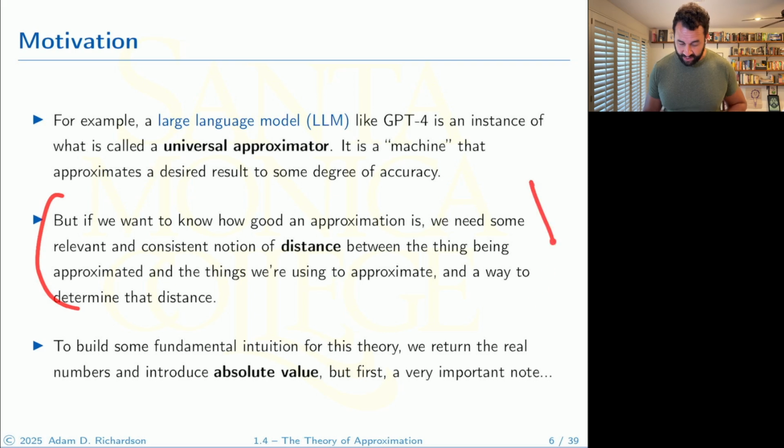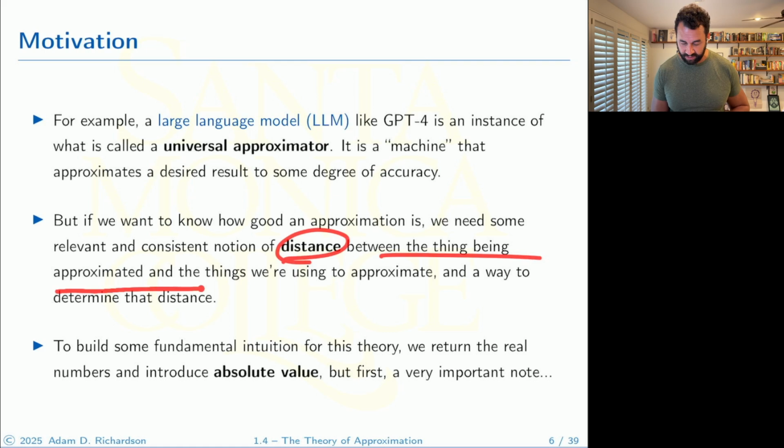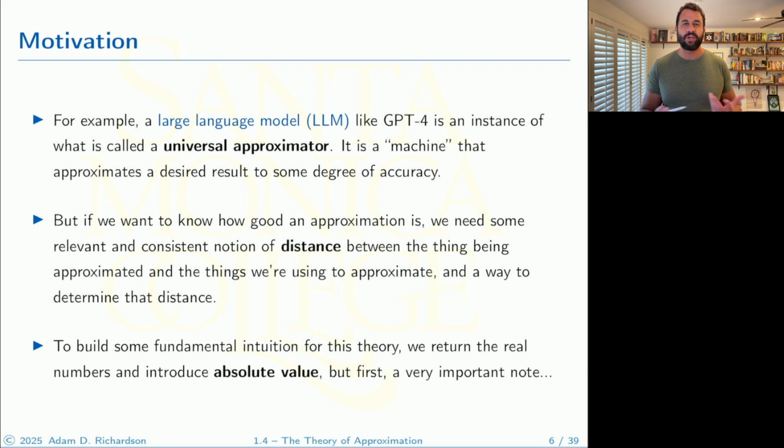Now, if you want to know how good an approximation is, then we need some relevant and consistent notion of distance between the thing being approximated and the things we are using to approximate. And we need to find a way to determine that distance, right? So we basically think about it like this. We've got an exact value and we've got all of these approximations, right? They might be really off. They might not be good approximations at all.